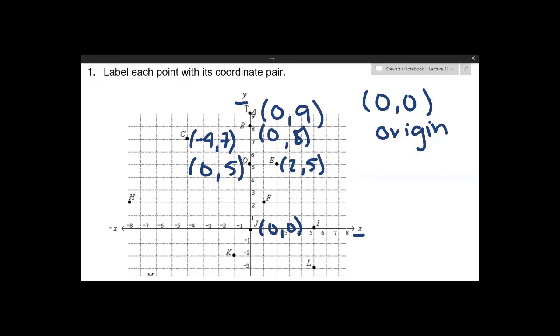Now for F, we go to the right 1 and then up 2. So it'd be 1, 2. That would be the coordinate point, or the coordinate pair. And that's how that point is denoted in 2 dimensions.